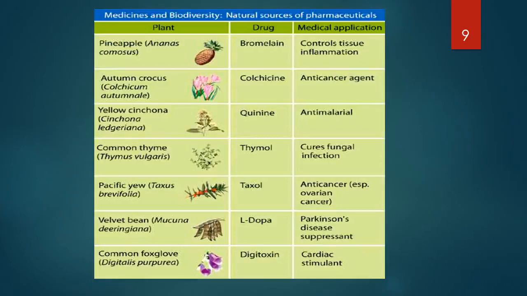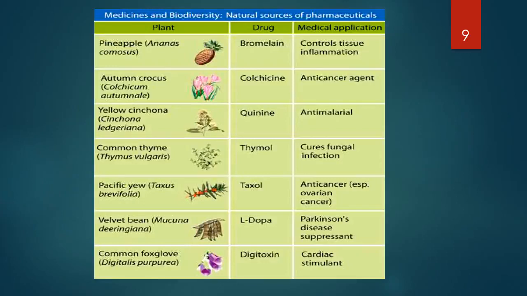Another drug is thymol, which is obtained from the plant common thyme and is very important for the treatment of different fungal infections. And another drug is Taxol, which is obtained from the yew plants and has very important anti-cancerous properties, and is especially used for the treatment of ovarian cancer.